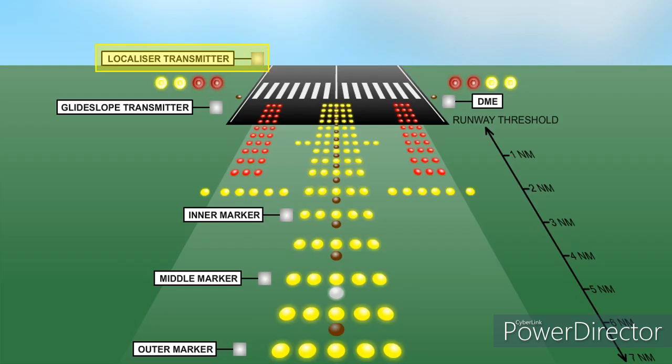The localizer transmitter is positioned at the far end of the runway and provides lateral guidance to the runway threshold. It could be imagined as a short-range single-radial VHF omnidirectional range beacon. The glide slope transmitter is positioned at the near end of the runway and provides vertical guidance down to the threshold, typically following a 3-degree glide slope.